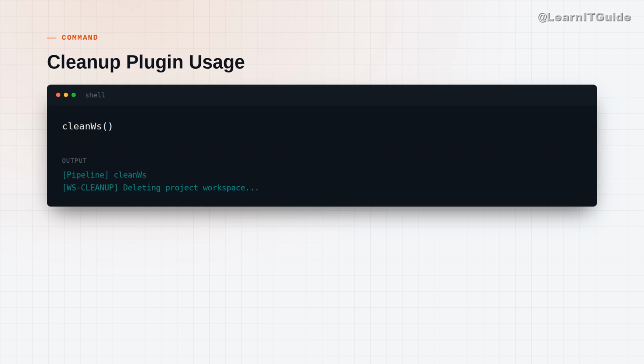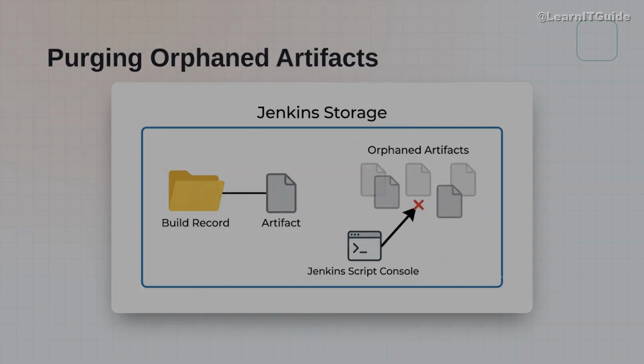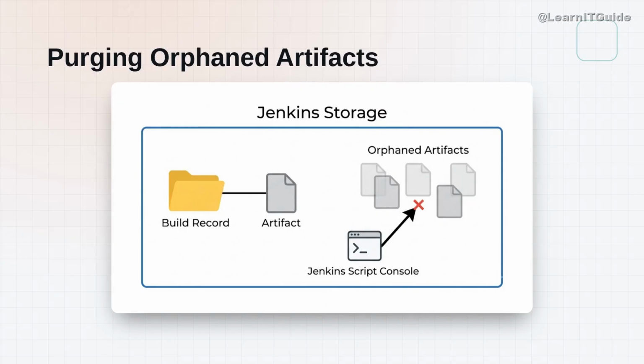It is much safer than manual deletion because it runs as part of the pipeline process, ensuring that it only touches the directory specifically assigned to that job. The third source is orphaned artifacts.